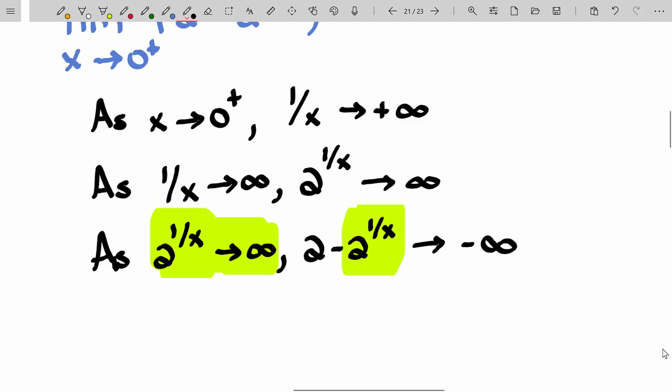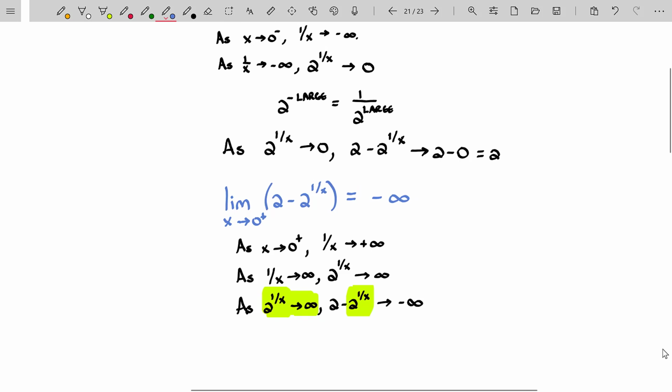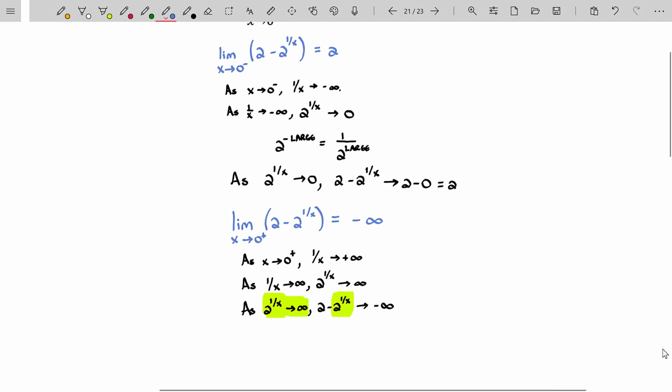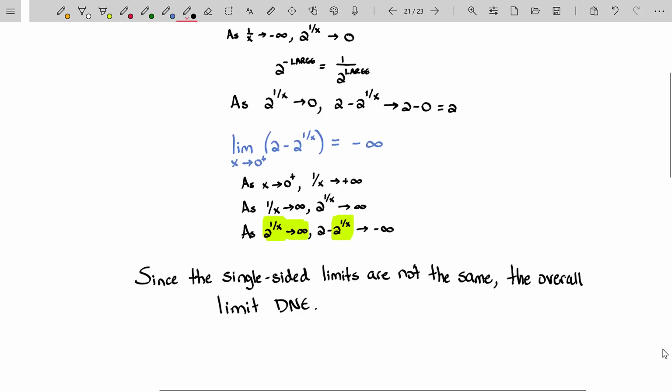And therefore, we've shown conceptually that our limit, the right-hand limit, is equal to negative infinity, which, by the way, is not the same thing as the left-hand limit. Since the left and the right-hand limits are not the same, the overall limit does not exist.